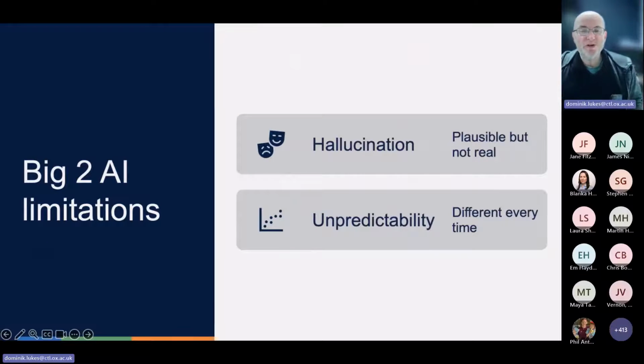But of course, we also know there are those famous big limitations, hallucination and unpredictability. With hallucination, we get something that's plausible but not real, and with unpredictability, we get a different result every time.